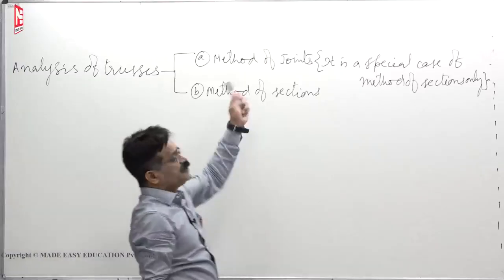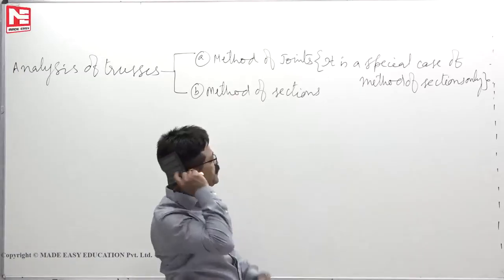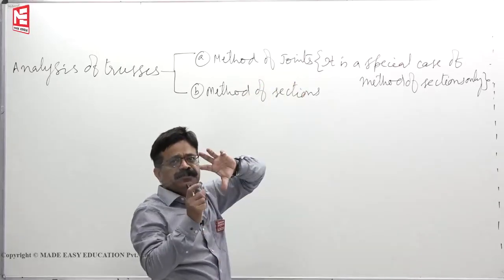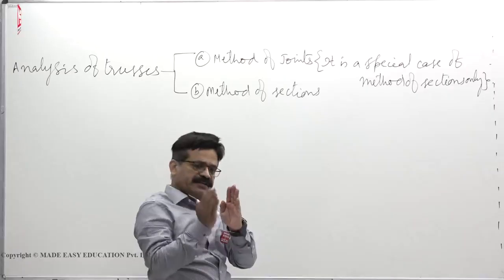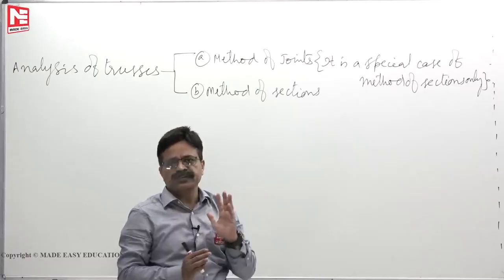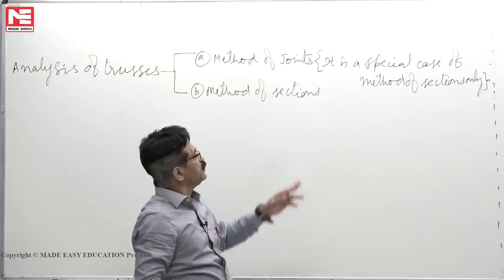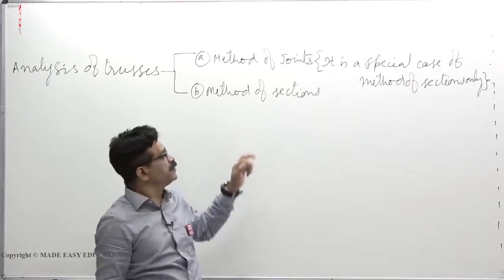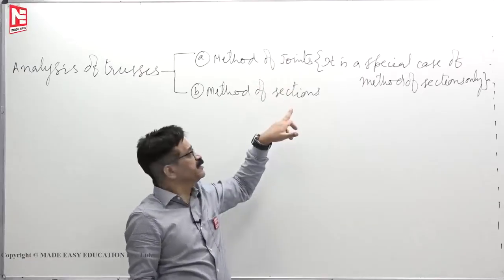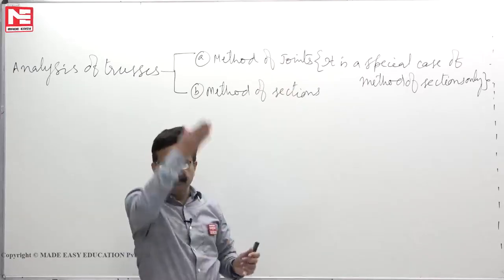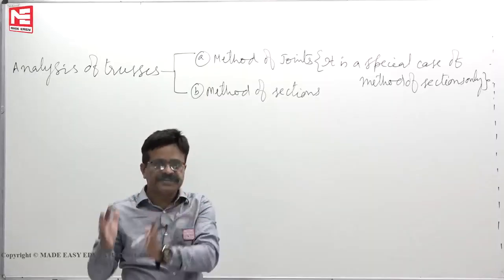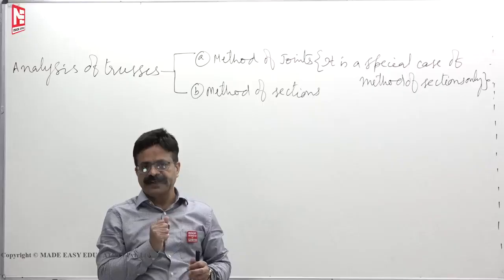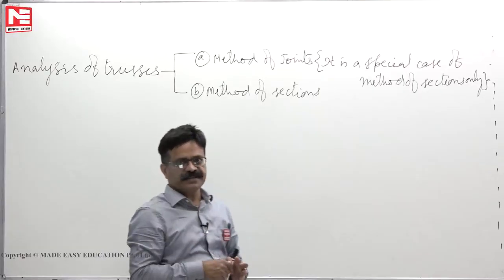Now first we will take up the method of joints. Why it is a special case of method of sections is, in method of joints we take equilibrium of a joint and find forces in the members. And when you are taking equilibrium of a joint, all members meet at one point. In method of sections, we cut the members so that equilibrium of a section of a truss can be taken. Equilibrium of a section of a truss we will take, that is why it is called method of sections.